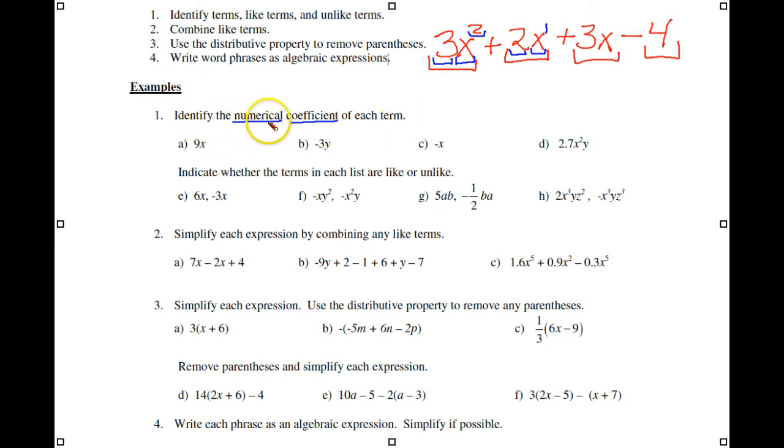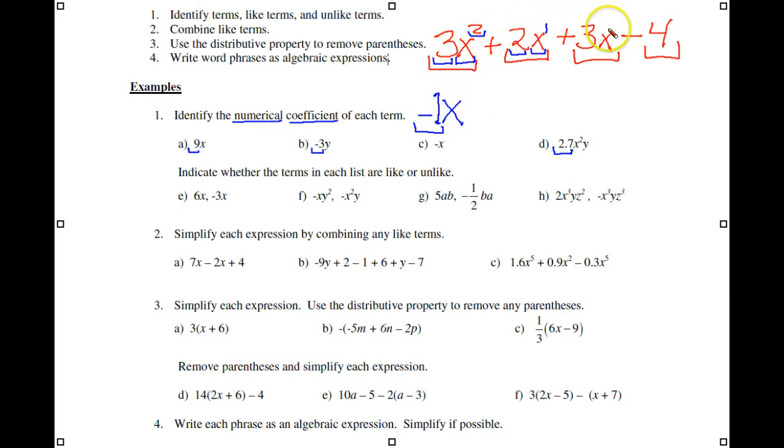Identify the numerical coefficient. Well, it's not the variable part, it's what's in front. So that would be a 9. This would be a negative 3. Now, when you have something like this, you might say, well, there isn't any. Well, again, if there isn't a number in front of the letter, there is a 1 there. So our numerical coefficient here is a negative 1. And then here it's going to be a 2.7.